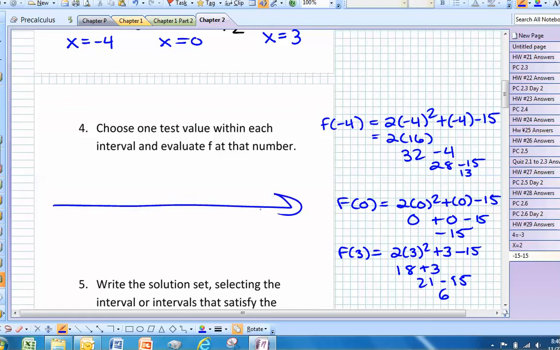So notice on my intervals here, basically I know any number I put in that's less than negative 3, it's going to be positive. When it's between negative 3 and 5 halves, it's negative. And when it's greater than 5 halves, it's positive.